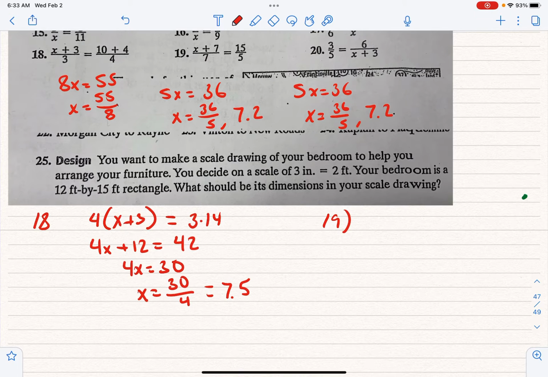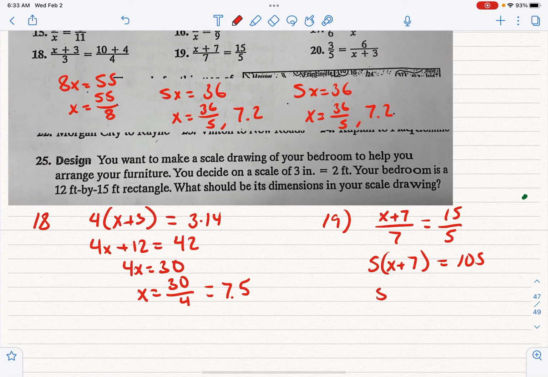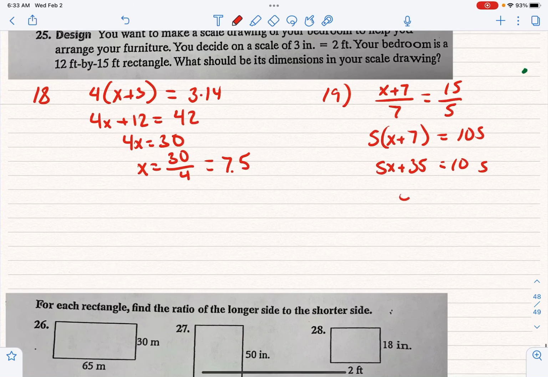Number 19, x plus 7 over 7 is equal to 15 over 5. And so when you cross multiply, you got to distribute. You get 5 times x plus 7 is equal to 7 times 15, which is 105. So you get 5x plus 35 is equal to 105. Subtract the 35, and we get 5x is equal to 70, and therefore x is equal to 14.